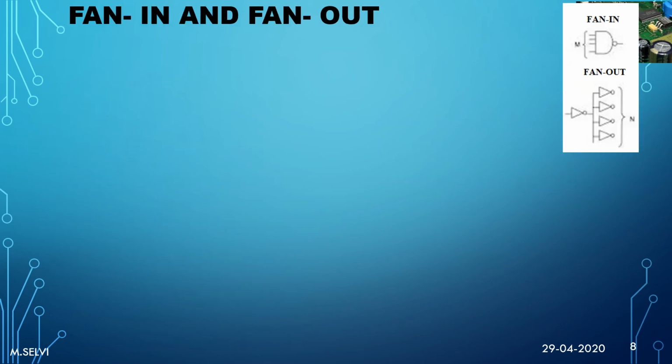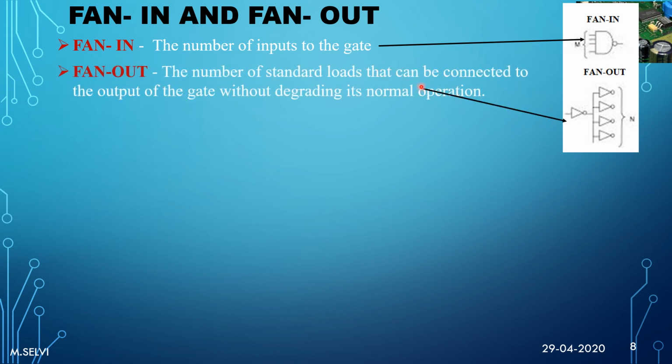The first parameter, fan in and fan out. We define fan in as the number of inputs to the gate. That is, to this gate, how many inputs we can have. And fan out is the standard loads that can be connected to the output of the gate without degrading the normal operation. So to the output of this NOT gate, how many similar NOT gates can be connected so that the operation of this NOT gate is not degraded.